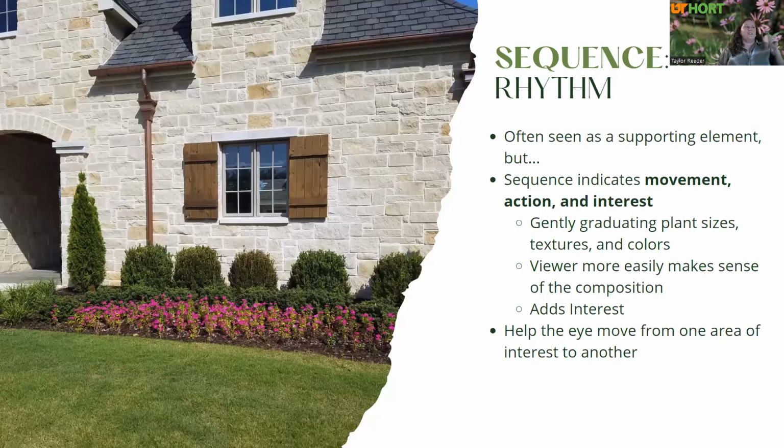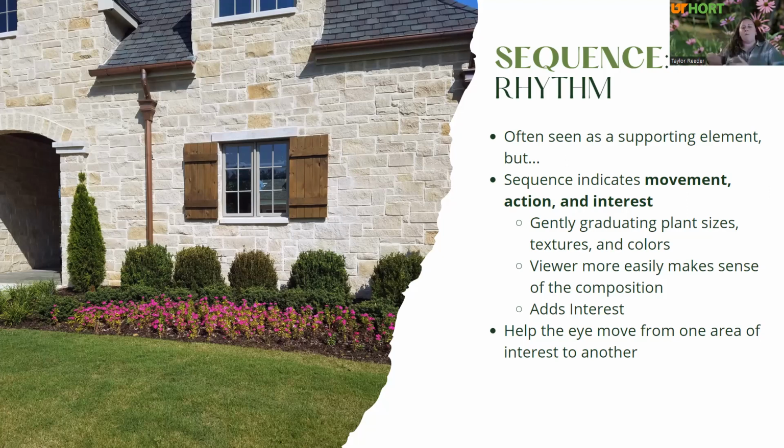And then we'll talk about sequence and rhythm. So sequence, which is rhythm in the landscape, this is very much a supporting element. It's one that's definitely more subjective, harder to describe, but it's movement and interest and action in the landscape. So this is where we are breaking that visual plane and graduating plant sizes or textures or colors. So in this picture, we've got a ground cover, we've got a low growing, a medium, a taller plant, so that it has that movement.